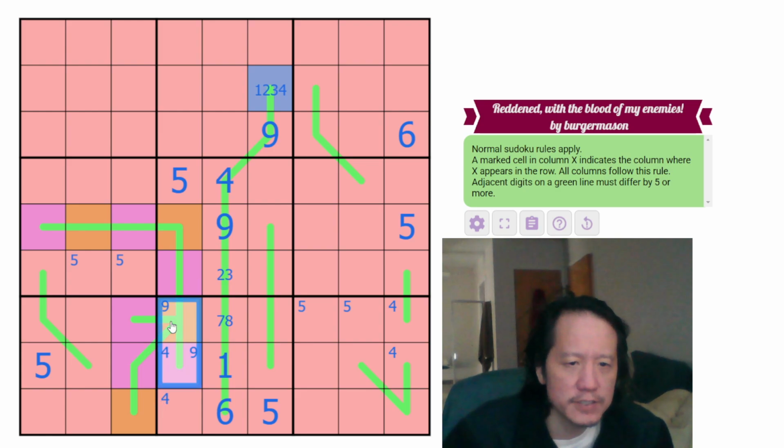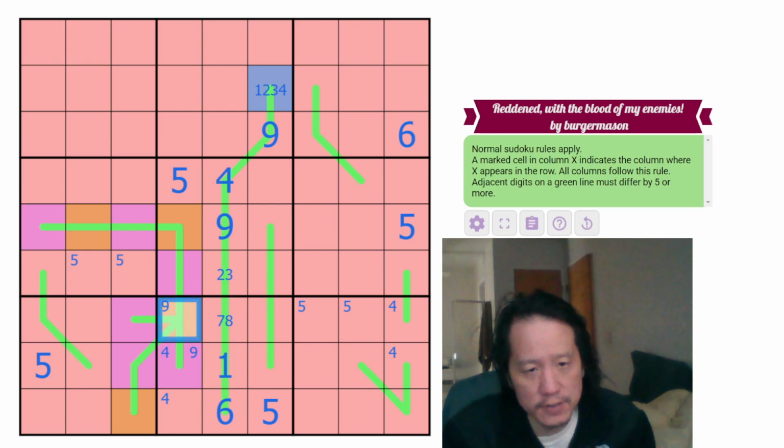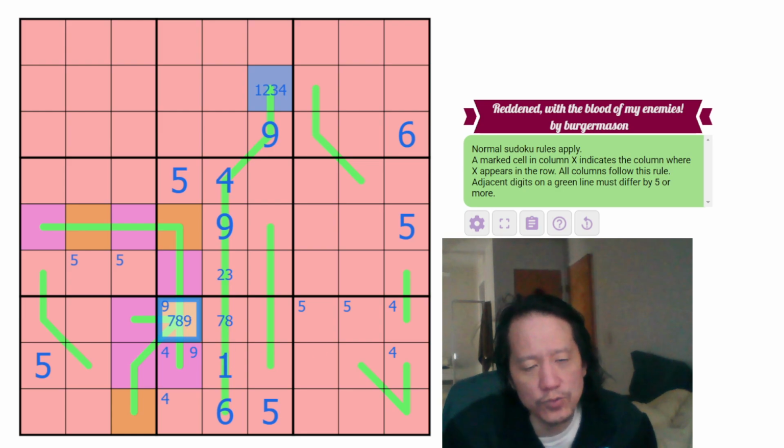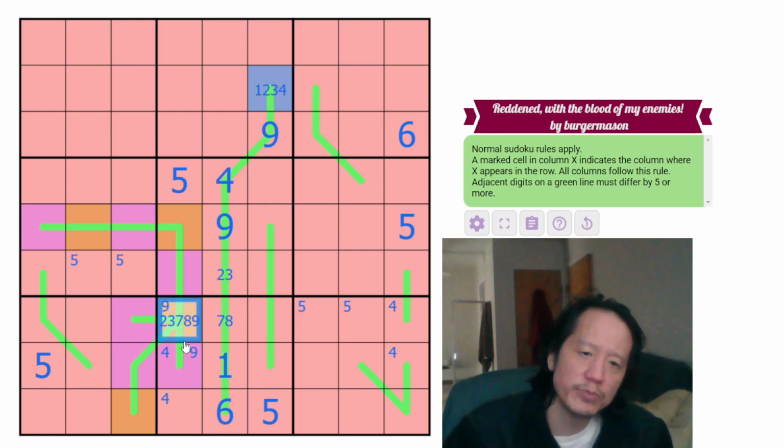This digit has to be 7, 8, or 9. It cannot be a 6, right? This can't be 6 either, actually. Well, none of them can be 6. Oh, we don't even... this is 7, 8, or 9, or it's 2 or 3, right? Because it could be low here.